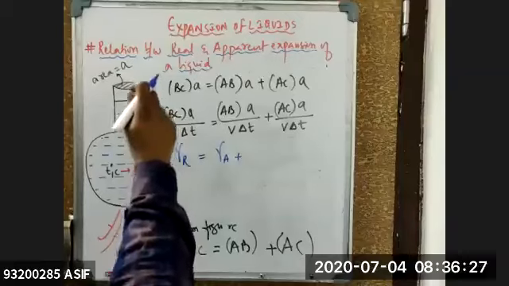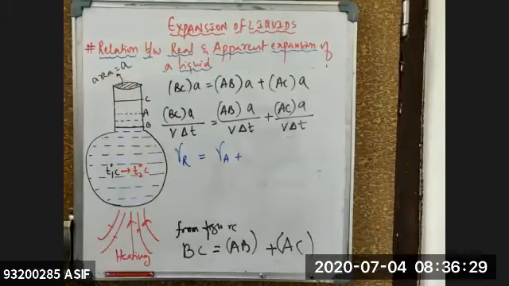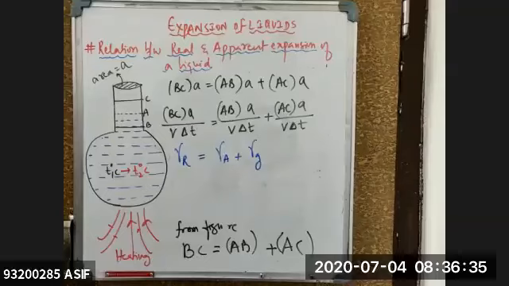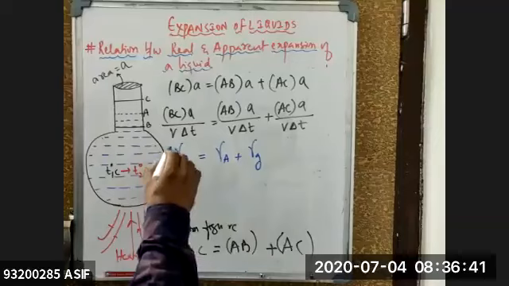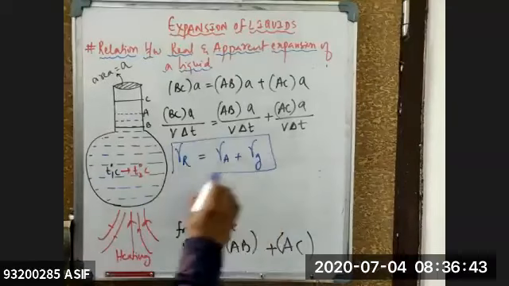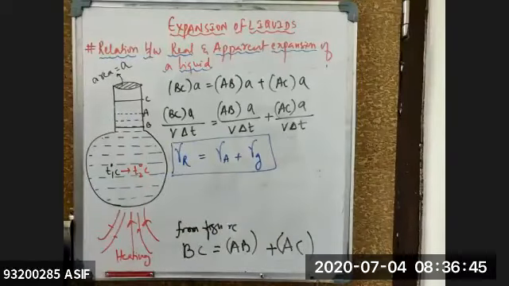Right now, can anyone tell me? That will be equal to the expansion of your vessel. So I can write this as the expansion of your glass. AB is nothing but the apparent expansion plus the apparent expansion of your glass. That means gamma R will be equal to AB and AC.